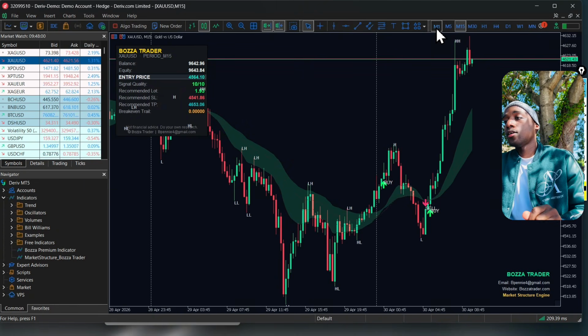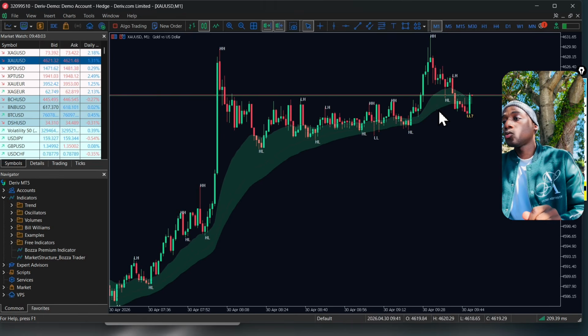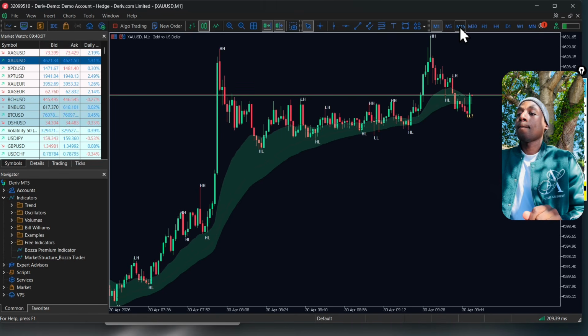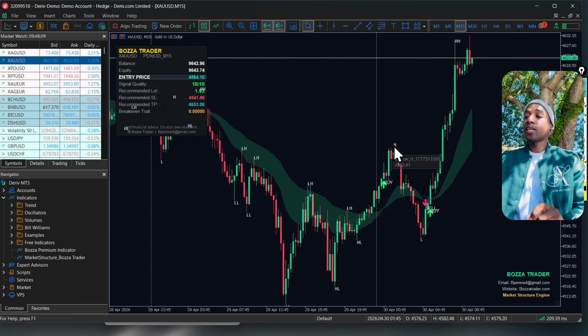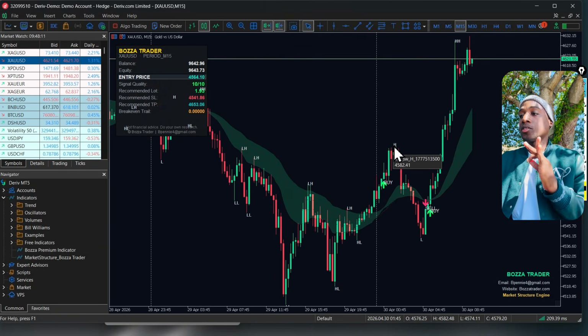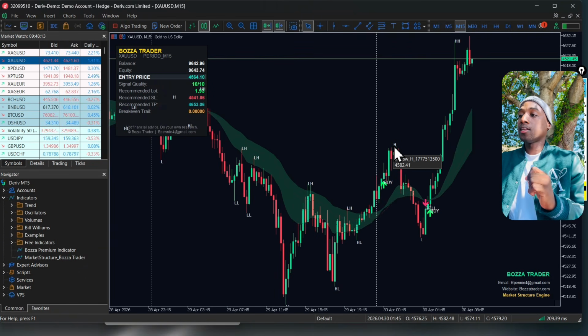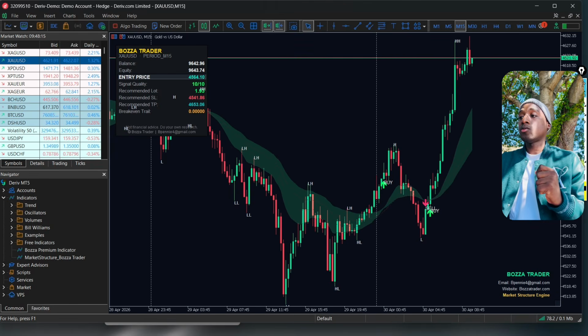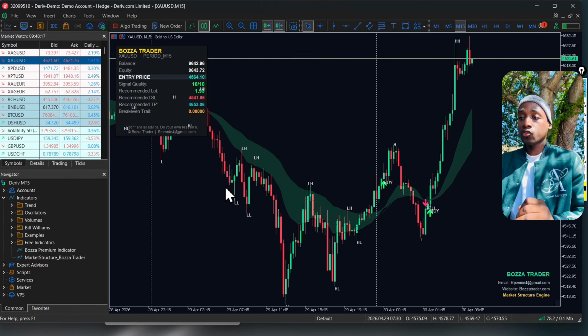Now, currently, let's look at what's happening. Do we have any entry? We do not have any entry so far. So this is how we can use the support and resistance to trade for the day and trading the reversals, and also confirming the entry using this tool.